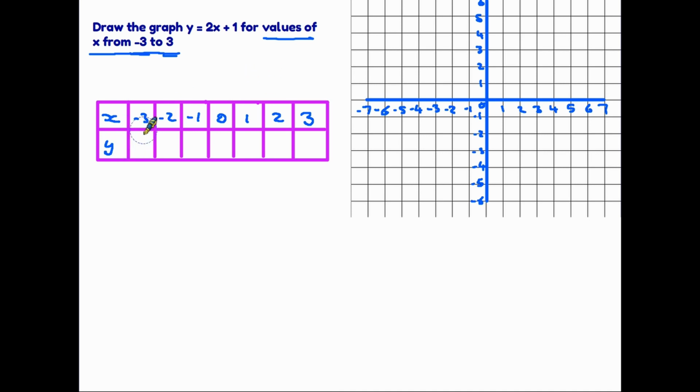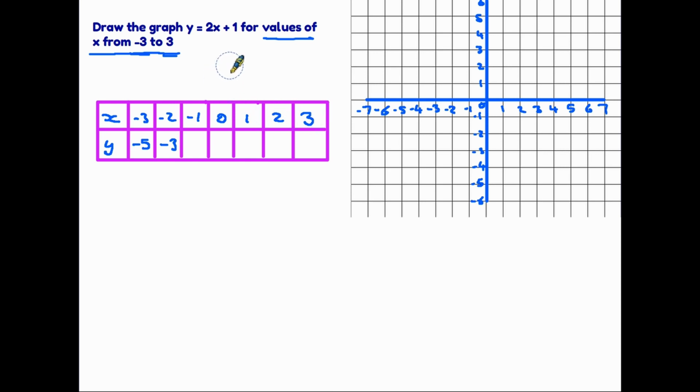So for example, in our first box here we are given that x is -3. So we put the -3 into the equation. Remembering BIDMAS, we have -3 times 2, that is -6, plus the 1, -6 plus 1 is -5. Then we look at the next value of x, that is -2, so again that has to go in the equation there. So now x is -2, so we have 2 times -2, that's -4, plus 1 is -3. And we do this for every value of x.